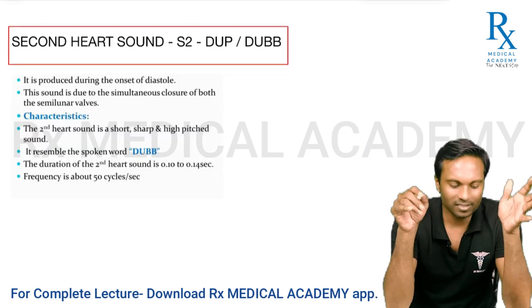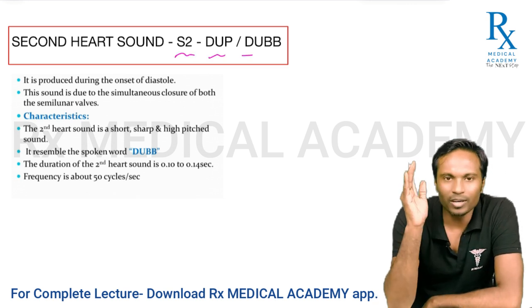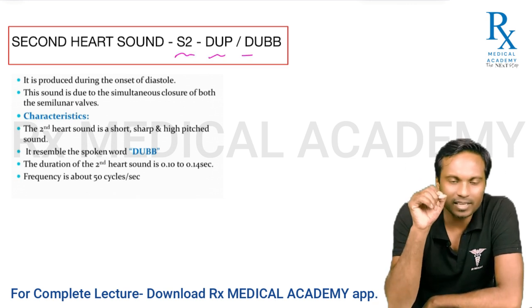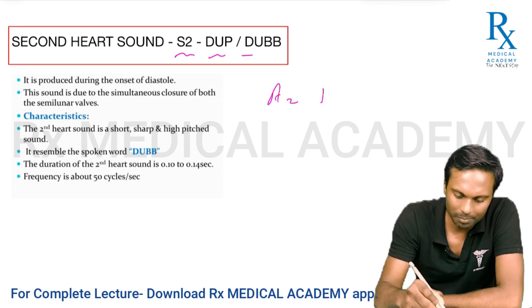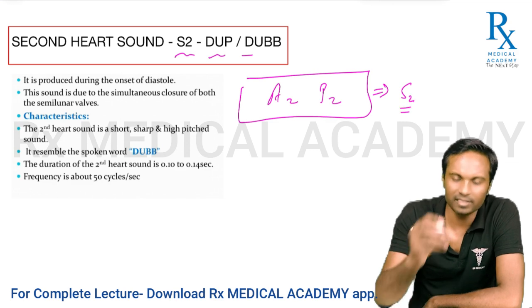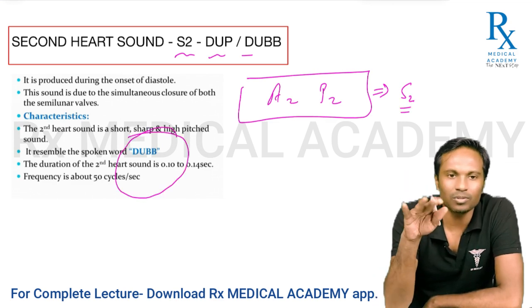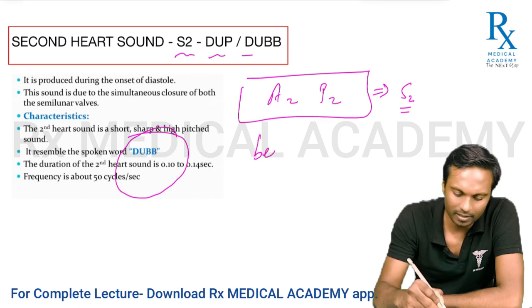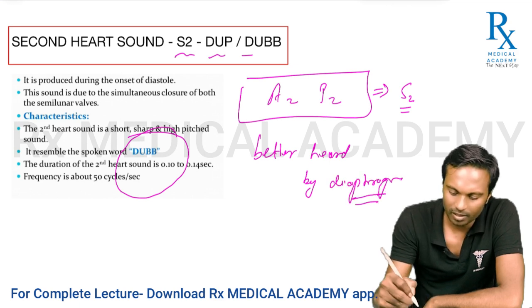Okay. Now let's discuss second heart sound, that is S2, that is dub. We have already studied that this is getting produced due to simultaneous closure of aortic and pulmonary valves. Okay, this will lead to second heart sound, that is S2, that is dub. This is again a high frequency sound, better heard by diaphragm.